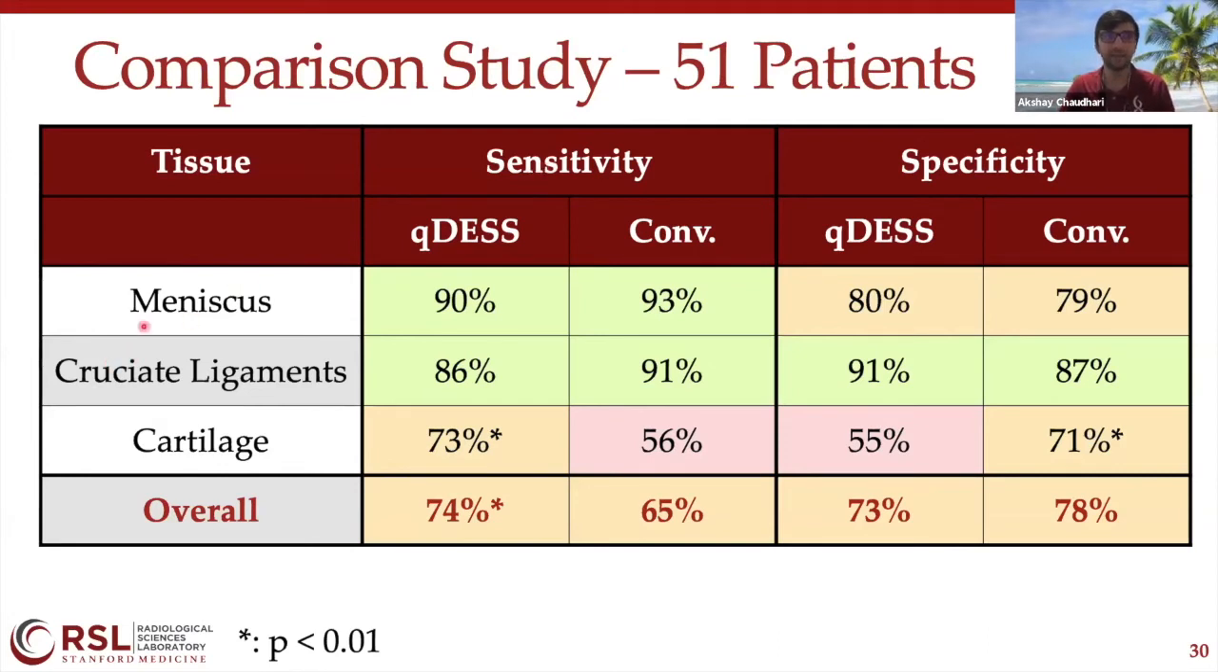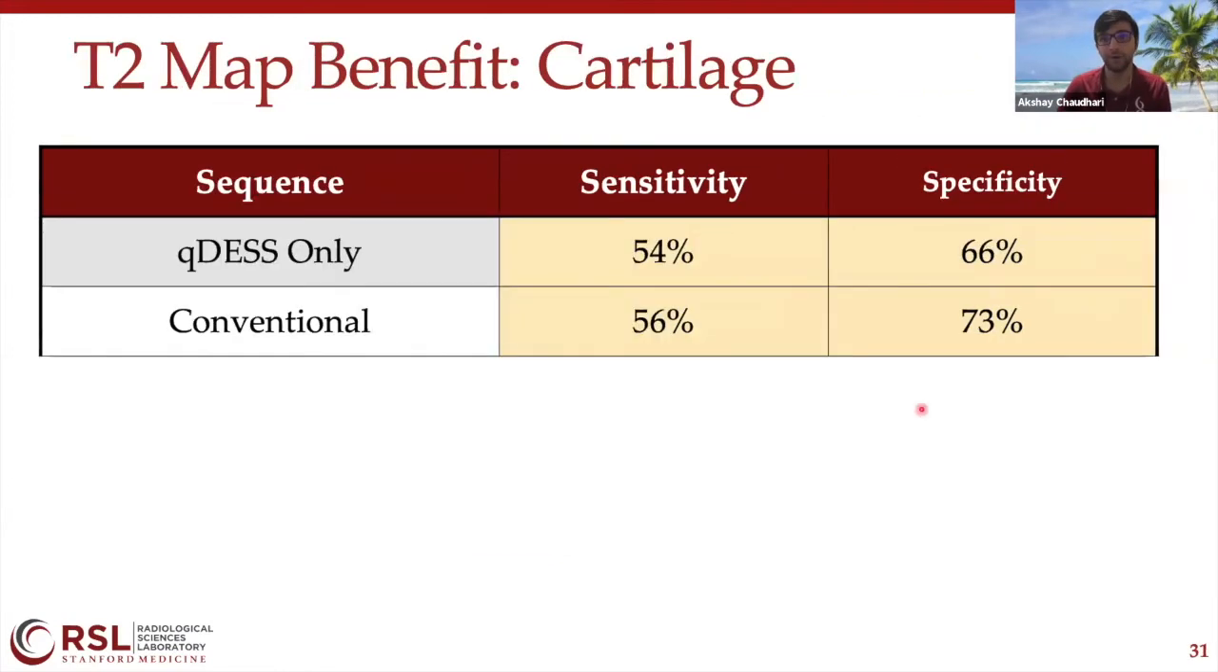And for the menisci and cruciate ligaments, we basically saw that there is similar sensitivity and specificity values. But with cartilage, we found that qDESS had a much higher sensitivity, but a slightly lower specificity than the conventional imaging protocol. And this was a little bit perplexing for us, so we decided to investigate a little bit further. So when we used just the qualitative morphological images with qDESS, we saw that our sensitivity and specificity was pretty similar to the conventional imaging protocol.